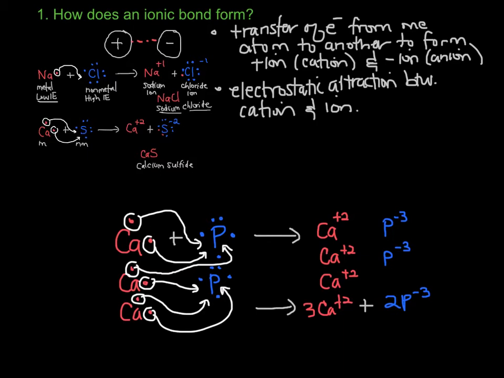And then, of course, because of the opposite charges, 3 times +2 is +6, and 2 times -3 is -6. So we have equal and opposite charges. We're going to end up forming the compound from 3 calciums and 2 phosphides, the compound calcium phosphide.